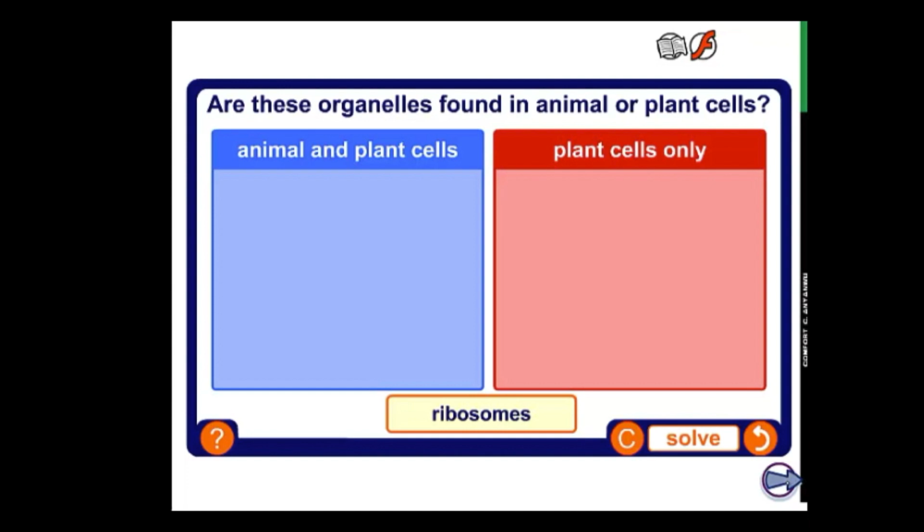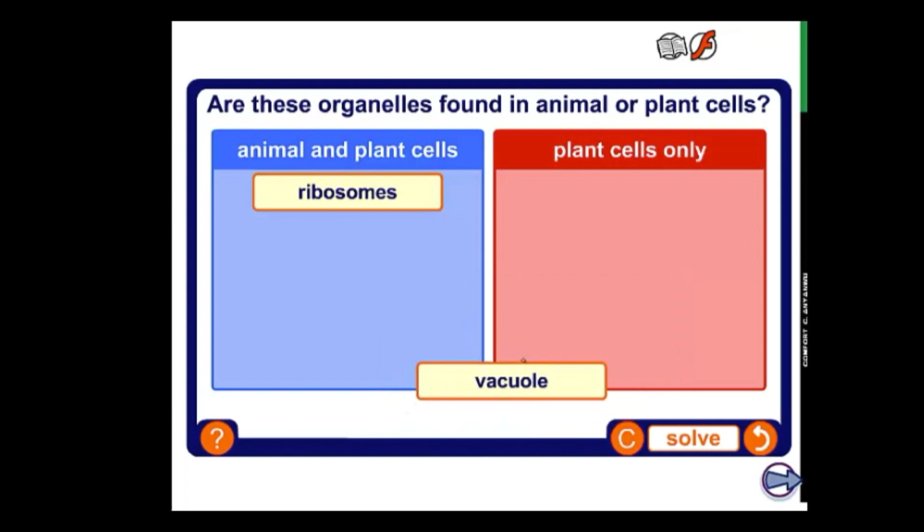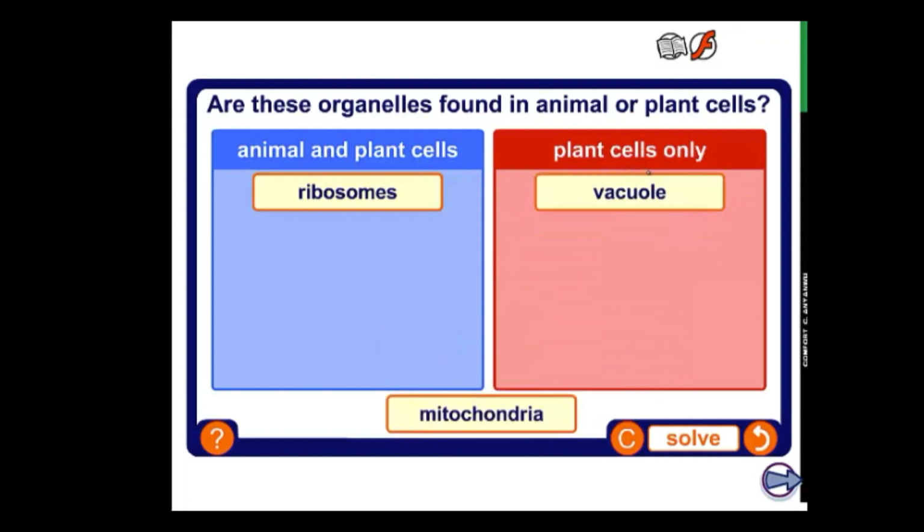A quick recap on plant and animal cells. Where do we find all these organelles? The ribosomes. We know they are found in both plant and animal cells. Vacuole, where do you think it goes to? If you said plant cell, that would be correct. Mitochondria, they are in both plant and animal cells.